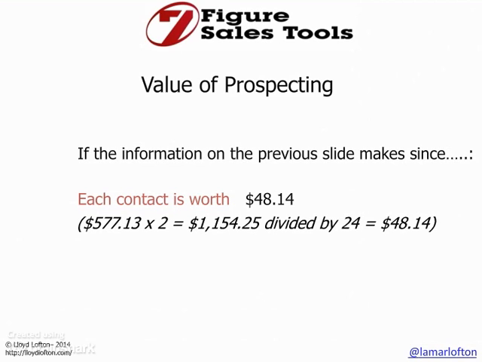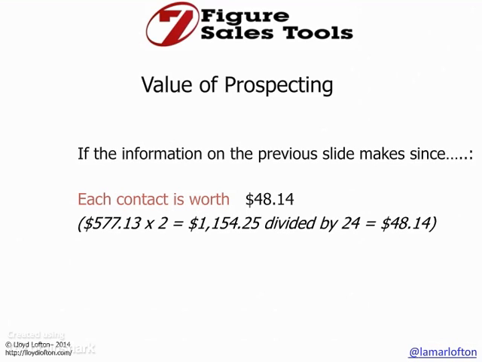But here's the thing. Every contact I made, remember I have 50 contacts? 24 people actually agree to talk to me. Every contact I make is worth money to me. So let's look at the numbers. If my average commission is $577 and I have 2 sales, I'm making $1,154. I got 24 contacts, right? 50 names, 24 contacts. I call 50 numbers, 24 people answered. I walk in 50 businesses, 24 people talk to me. Each person, each contact is worth $48.